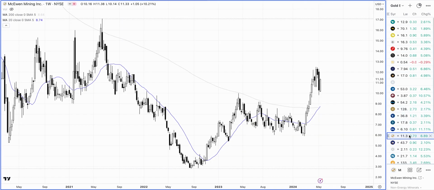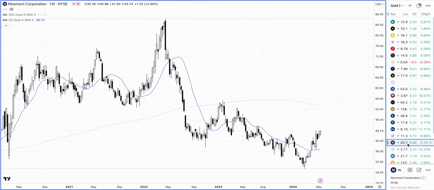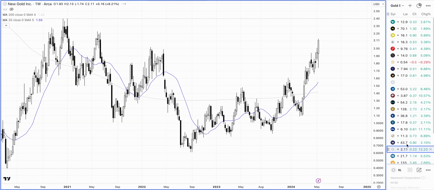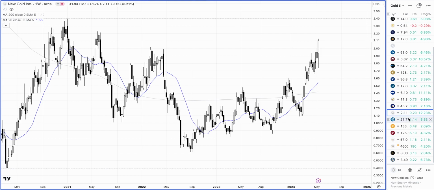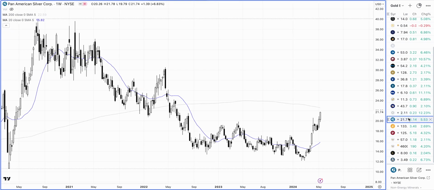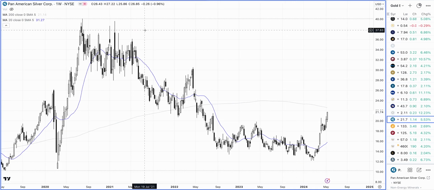This is McEwen Mining. I'm gonna leave that one. This is Newmont. We have already taken a look at that. New Gold. Gonna leave that. This is Pan American Silver. So look at that. I think this is really interesting because this one is the weekly chart.